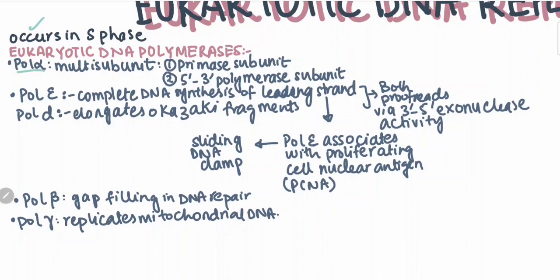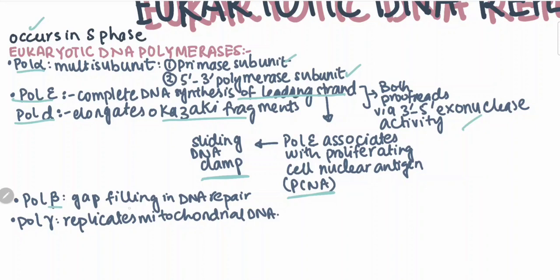So we have polymerase alpha that has a primase subunit and a 5' to 3' polymerase subunit. Then we have the polymerase epsilon that completes the DNA synthesis of the leading strand. And the polymerase delta, it elongates the Okazaki fragments. And polymerase delta has a sliding DNA clamp, right? That is called PCNA, proliferating cell nuclear antigen, and both can proofread.